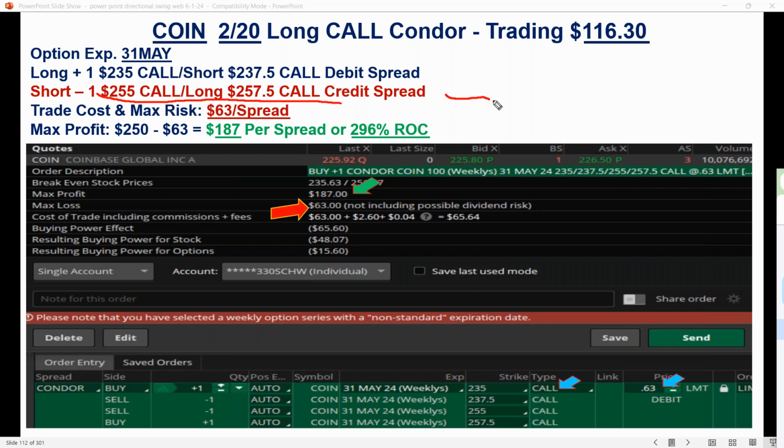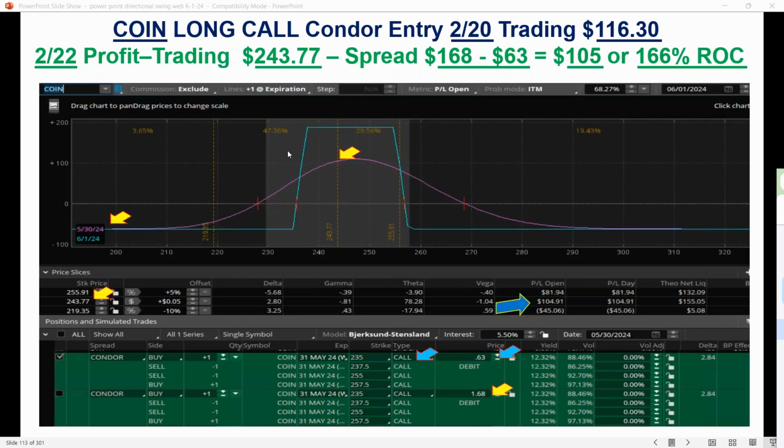This is basically what we call a long call condor. We adjusted the price down to $63 on a debit cost, which, if we'd gone out between here, which I thought had a high probability, would have made $187 per spread or a 296% return. So always looking at the risk first, keeping tabs on it, and sending out any alerts that need to be done.